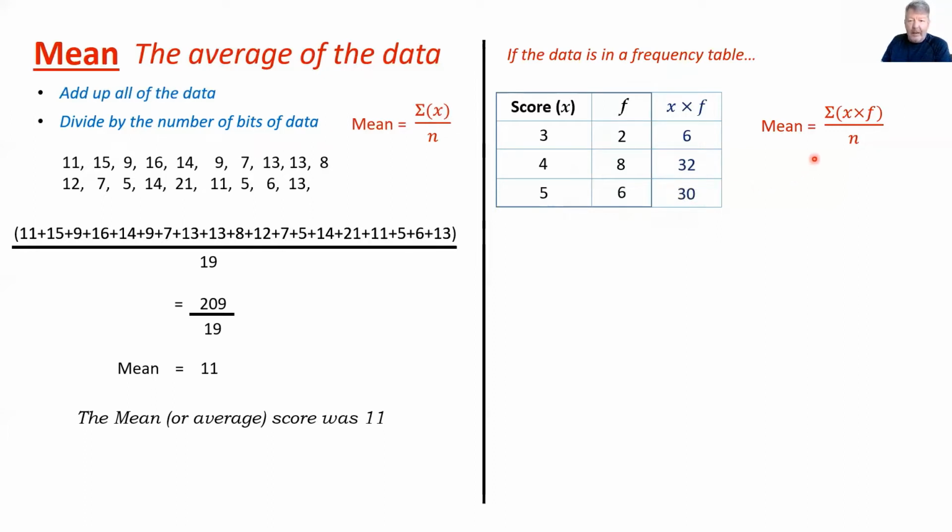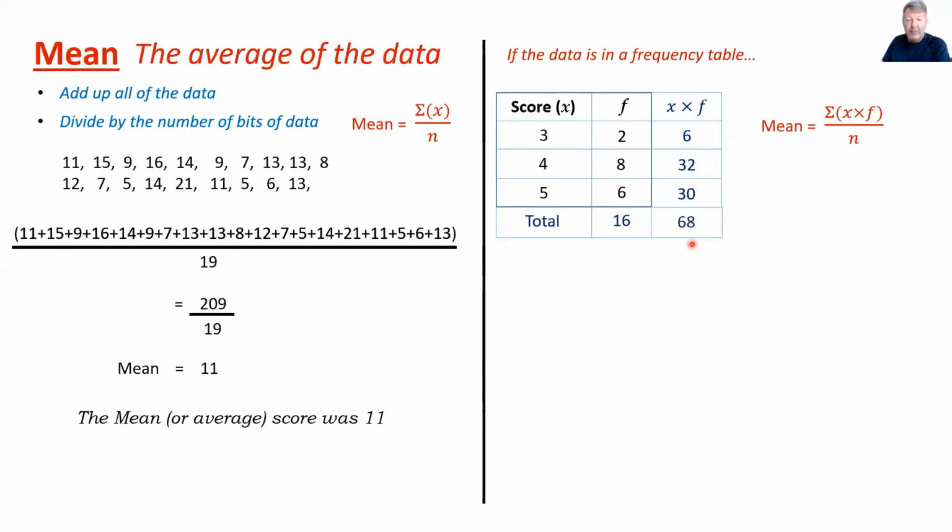Okay, now for this one, we just need an extra bit down the bottom here. We need to know the total number of bits we've got. So we have 2 threes, 8 fours, 6 fives. There are 16 bits of data. Add up all those. And over here in the equation, you can see we've got the sum of x times f, so we have to add all of them up. So we'll just put the total in there.